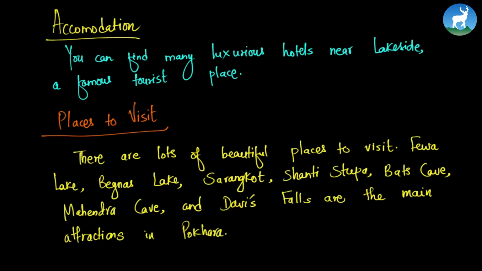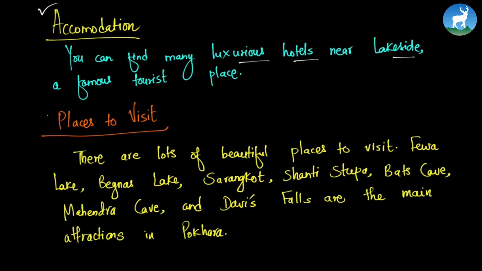Now, the preparation of the leaflet continues. We have something called accommodation. So if you remember the brainstorming portion of accommodation, you will find that we wrote something like hotels, inns, guest house. So you can write, you can find many luxurious hotels near Lakeside, a famous tourist place. You can also write, you can find many inns where you can stay, drink, have a great time. Also you can find many guest houses which are really cheap.